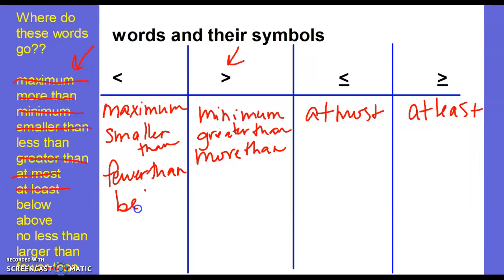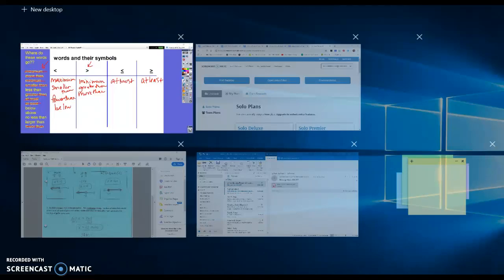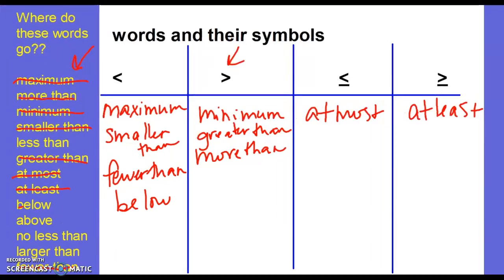Obviously below is less than. Hopefully you got that one. That one's not quite as tricky. Whoops, sorry about that. Above is greater than. Above means bigger. The next two, no less than.